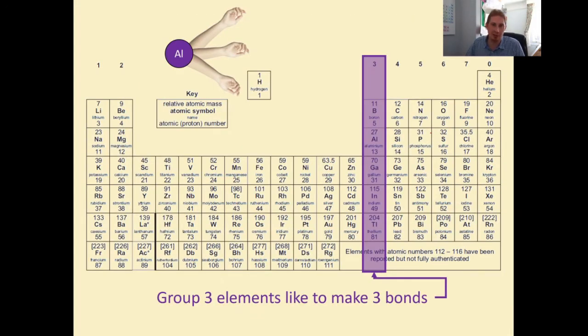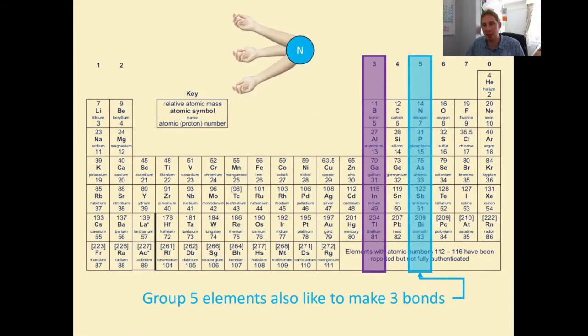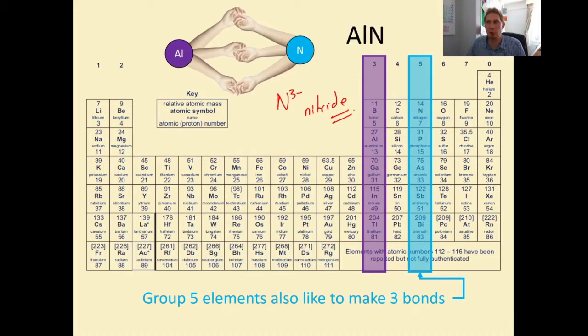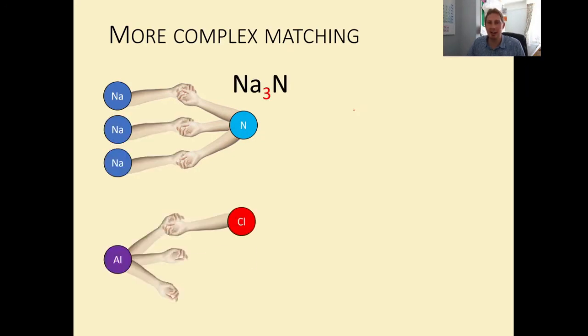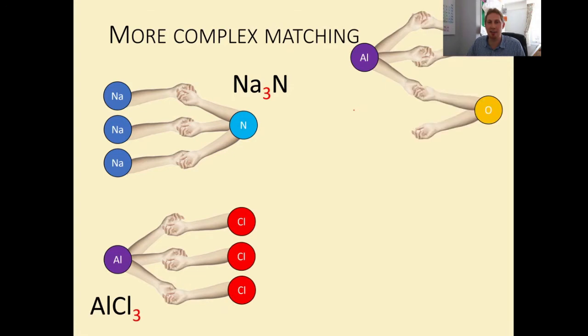Aluminium, 3+, nitrogen, 3-. Just to say, this N3- is nitride. Aluminium nitride, simple formula, AlN. And you can begin to see how more complex matching happens.